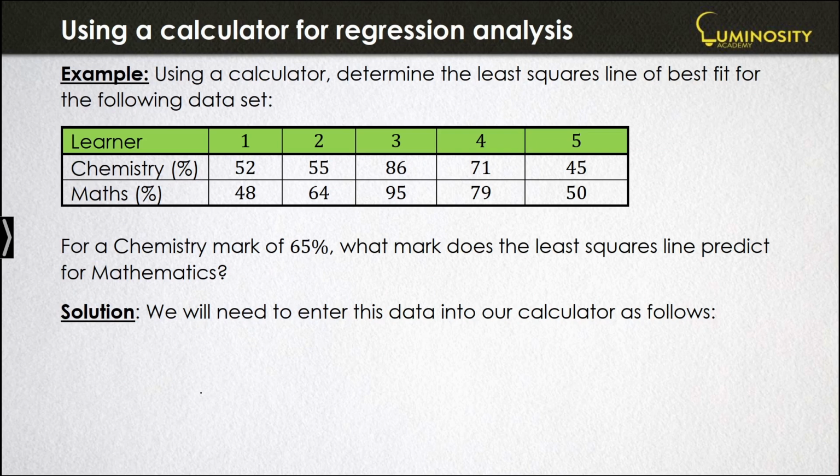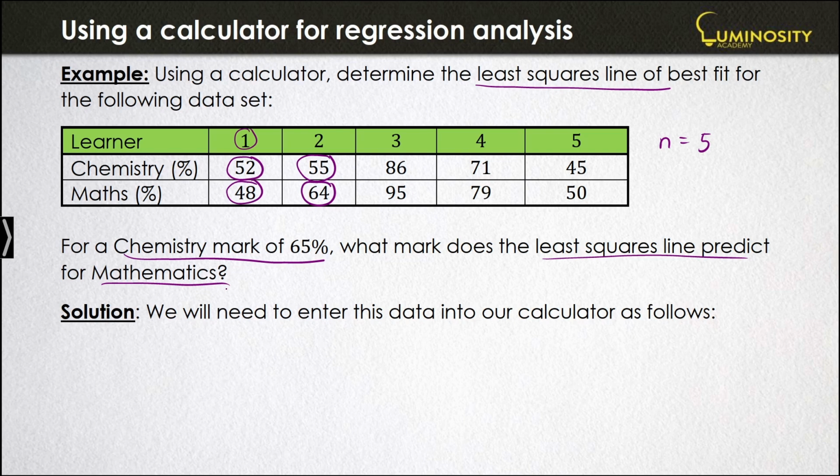Using a calculator, determine the least squares line of best fit for the following data set. So we have 5 learners, so n equals 5. That's how many data points we are looking at. We have 2 data sets: chemistry as a percentage for that specific learner, and maths as a percentage for that specific learner. Learner 1 got 52% for chemistry and 48% for maths. Learner 2 got 55% for chemistry and 64% for maths, and so on. They ask, for a chemistry mark of 65%, what mark does the least squares line predict for mathematics?